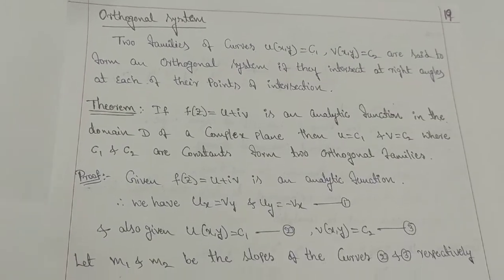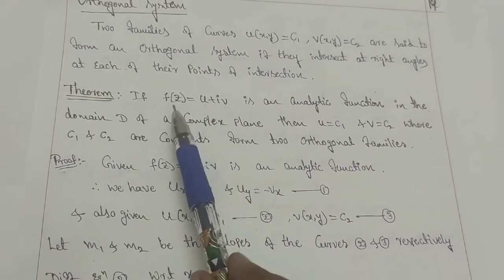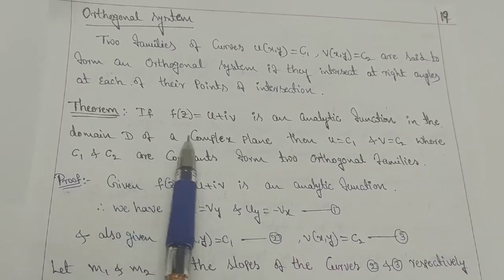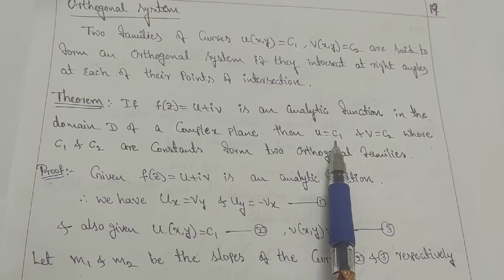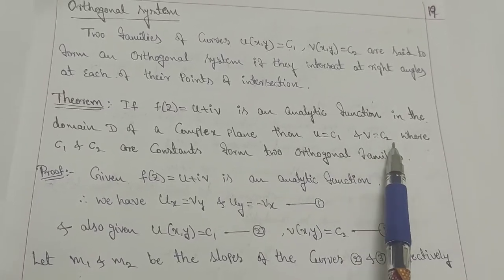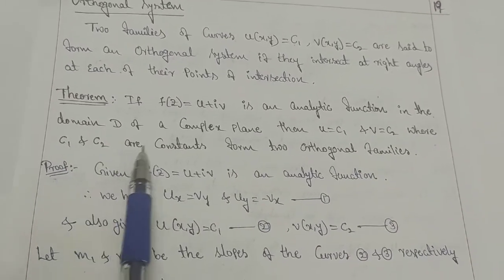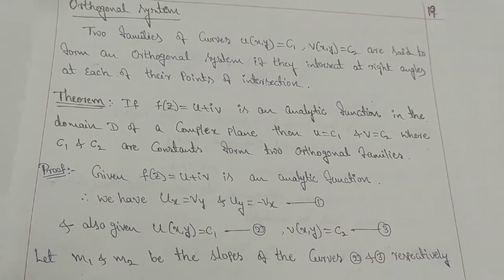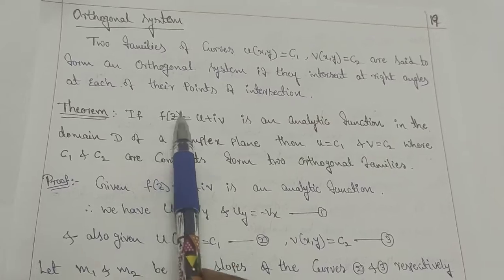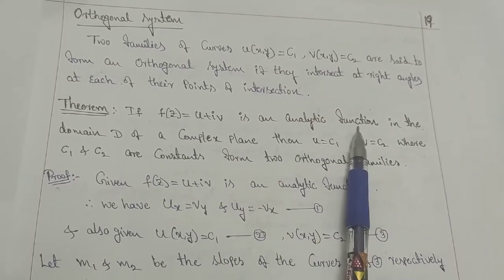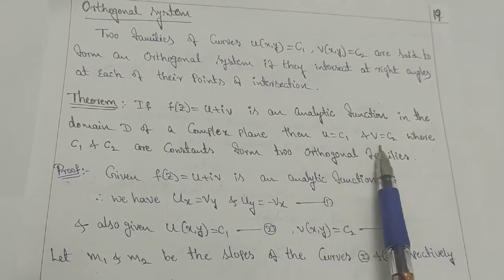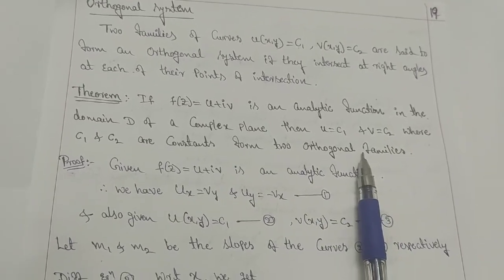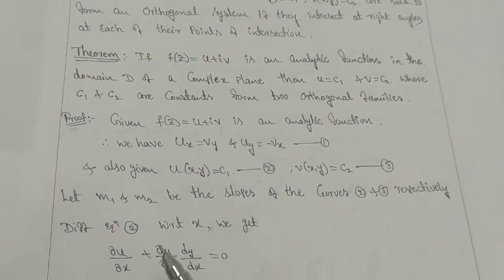Then see the theorem. If f of z is equals to u plus iv is an analytic function in the domain D of a complex plane, then u is equals to c1 and v is equals to c2, where c1 and c2 are constants, forms two orthogonal families. That means they are giving that the function f of z is analytic. Then what we have to show here? The u and v curves form orthogonal families. To prove this one, we have to consider the given data.